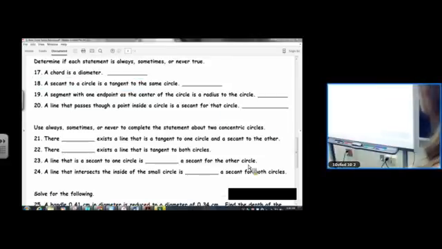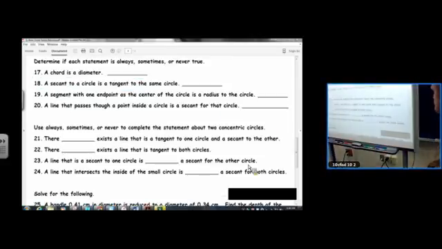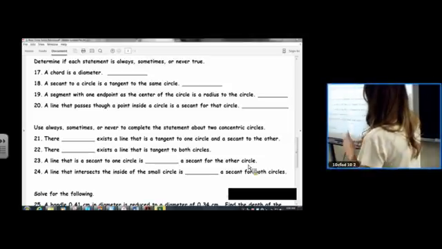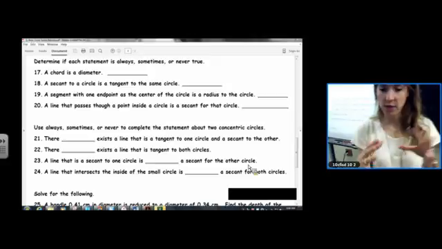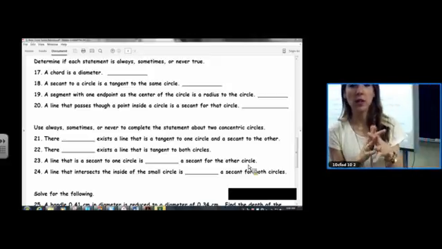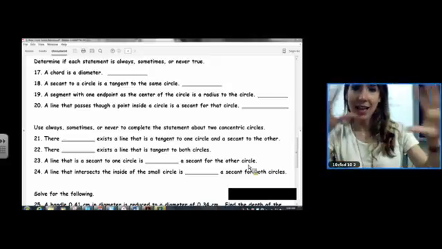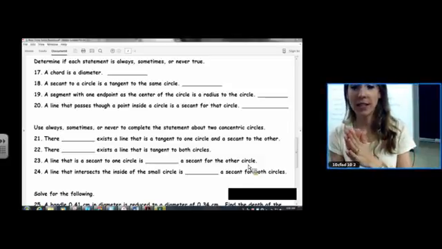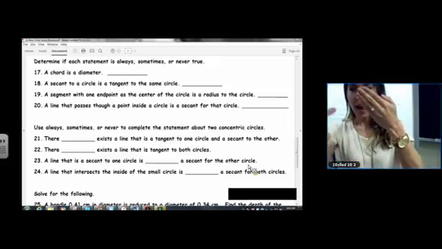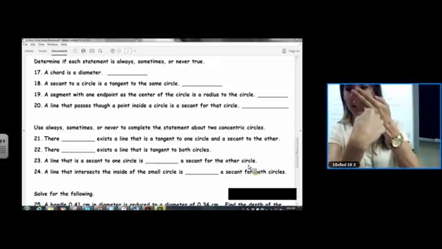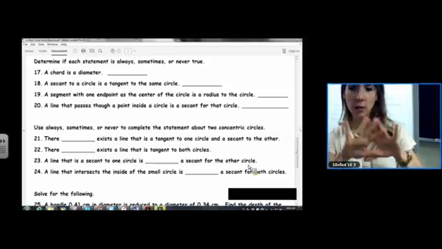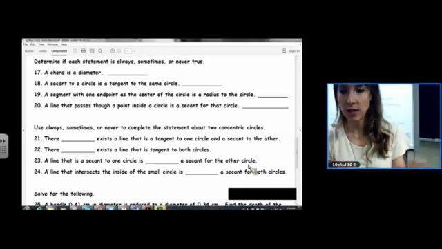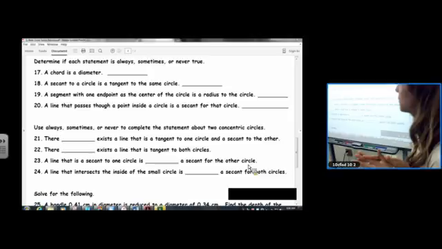Number 20, always, sometimes, or never. A line that passes through a point inside a circle is a secant for that circle. So we established the fact, so now we know from now on that when we're doing these problems, we're going to stay in 2D. We are going to stay coplanar. So we aren't going to discuss what Kendra was talking about, skew lines, where I have my circle and then I have a line piercing through it this way. We're not even going to go there because we're going to stay flat and we're going to stay 2D. So we are in flatland, guys.